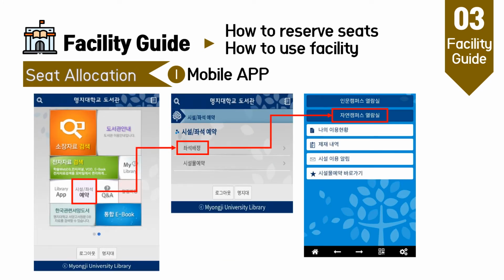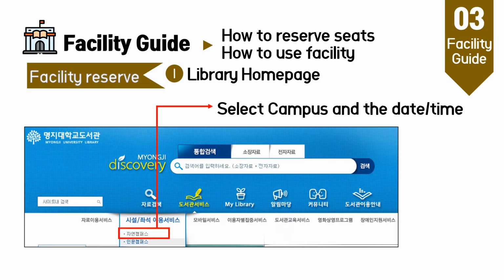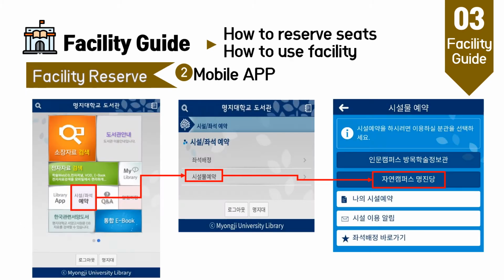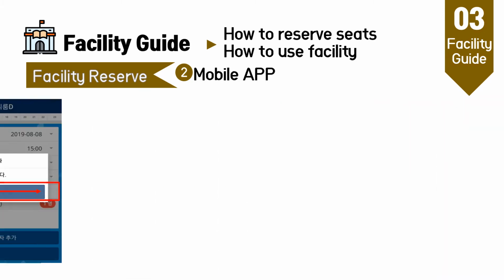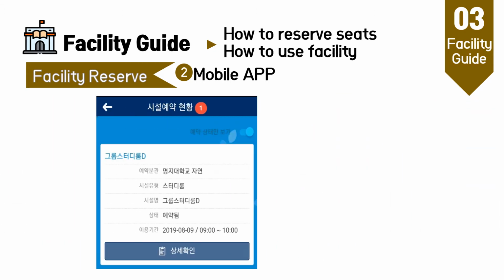Just like this, you can log in to Myongji University Library mobile application and reserve a seat. You can make a reservation for group study room from the library website like this. You can also make a reservation using mobile application. Reservations can be made from 1 day prior to the date you wish to use the facility.